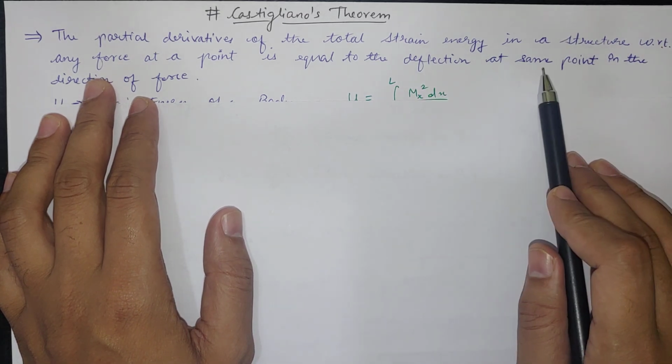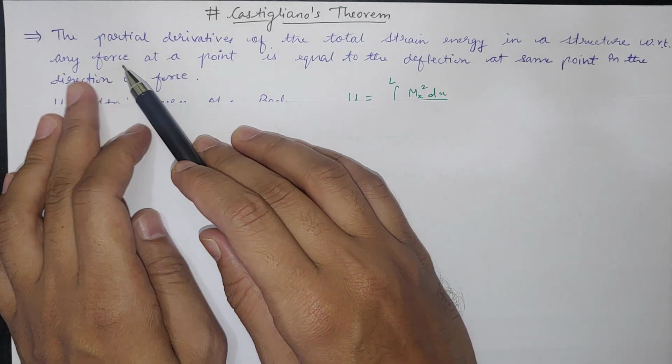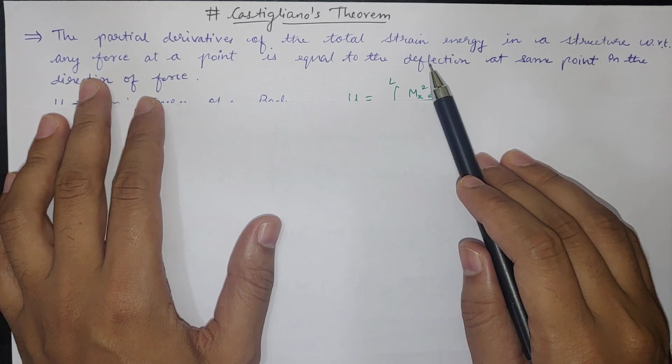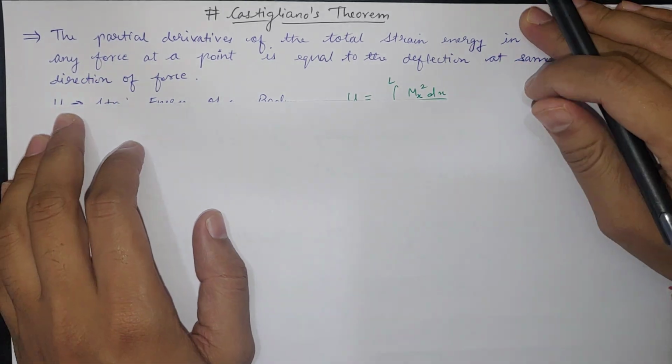So for any point, if we want to calculate deflection, we have to differentiate the total strain energy with respect to the force at that point. We will get the deflection at that point, and the deflection will be in the same direction as that of the force.